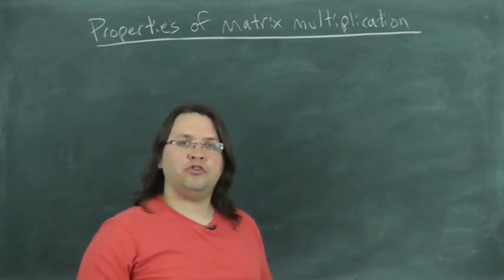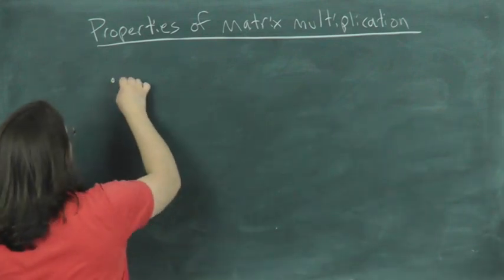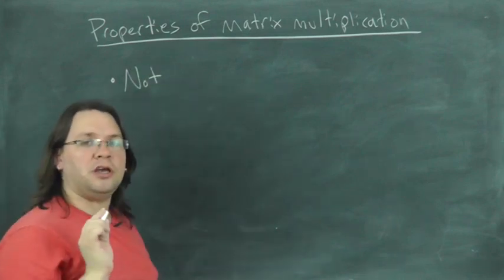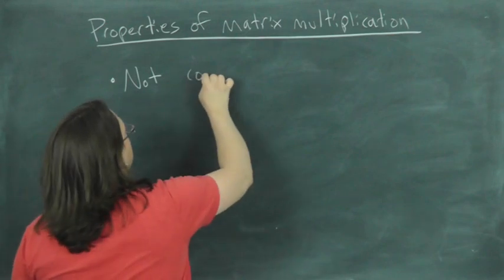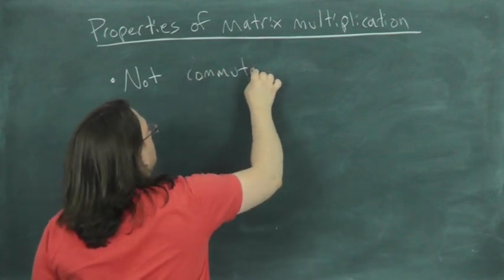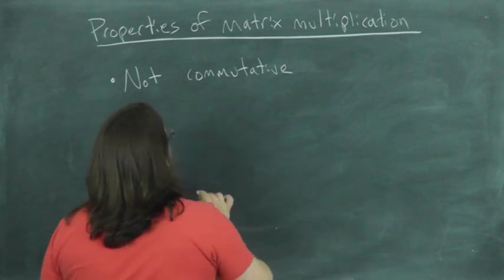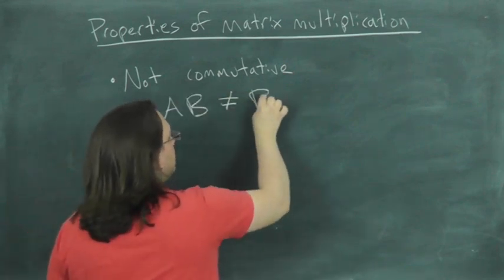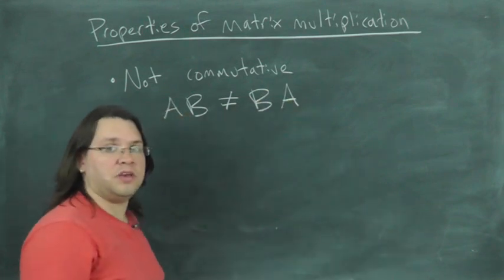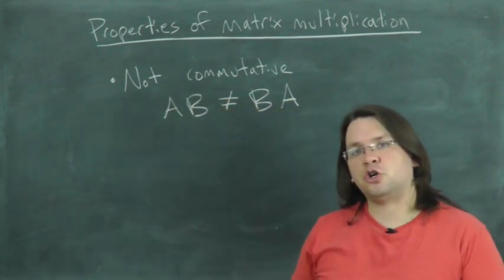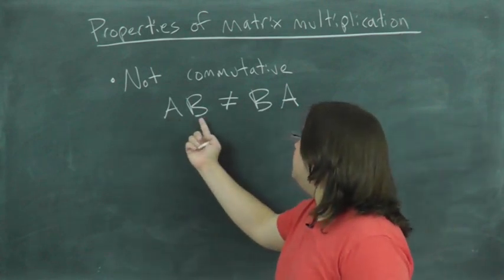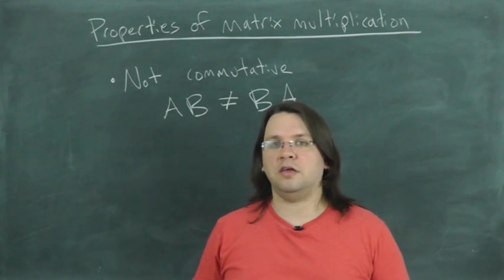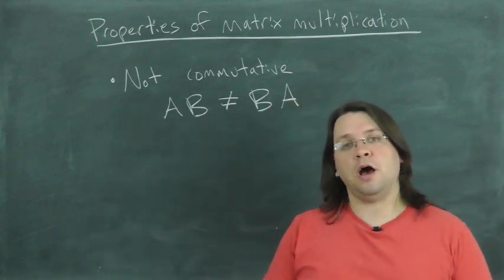And there are two of them. The first is that matrix multiplication is not what is called commutative. What this means is that A times B is not the same as B times A. Now, just as before with the transpose, if you can multiply A times B, there's nothing saying that you can even multiply B times A in the first place. The sizes might not match up.